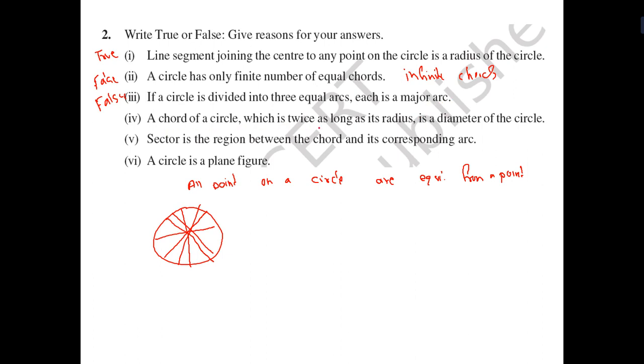A chord of a circle which is twice as long as the radius is a diameter. Yes, it is true. Why? Because we already know that the diameter is equal to twice the radius. A sector is a region between a chord and the corresponding arc? A segment is the region between a chord and the corresponding arc, not a sector. So again it is false. A circle is a plane figure. True, a circle is drawn on a plane.